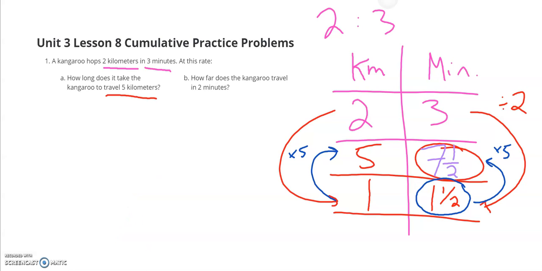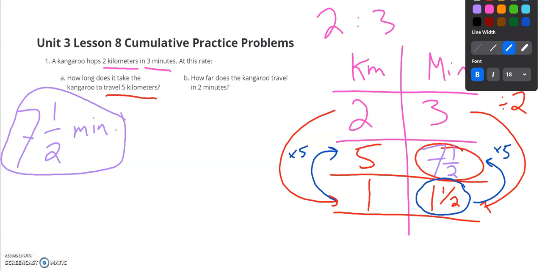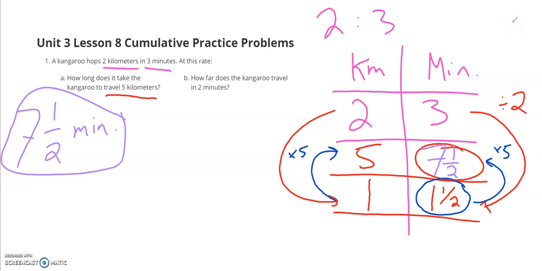How long does it take the kangaroo to travel 5 kilometers? 7.5 minutes. B says, how far does the kangaroo travel in 2 minutes? So now we're trying to find a 2 here.